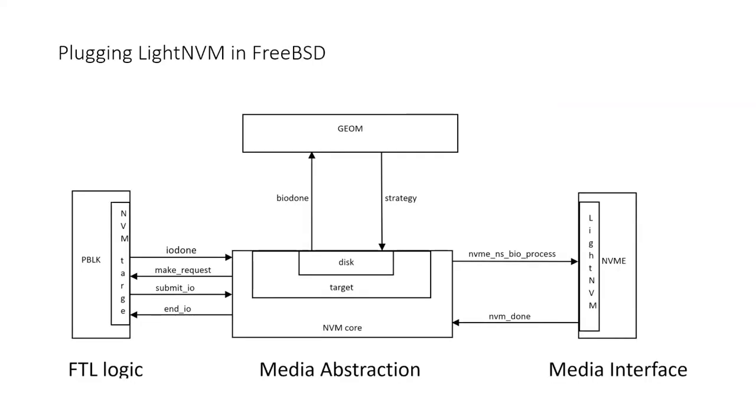So this is the depiction of what I said in the previous slide. As we can see, the NVM core is basically the module which is kind of a broker between our FTL and the underlying NVMe. And NVMe is also augmented by some modification which is needed for OCSSD. And all the communication of our NVM core with PBLK and LightNVM is done via BIO, right?